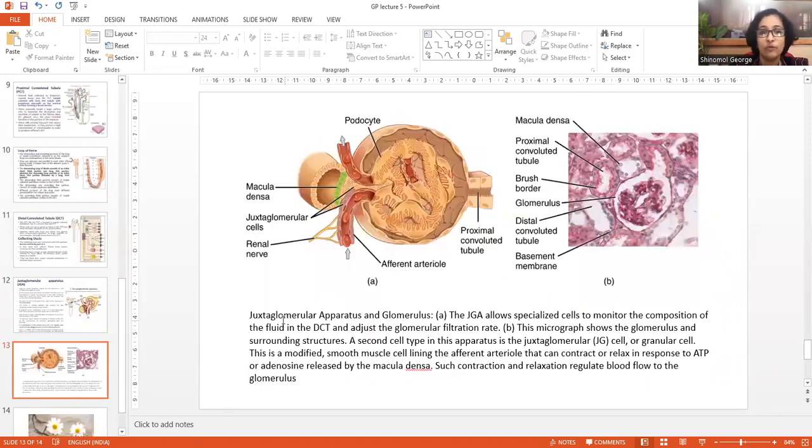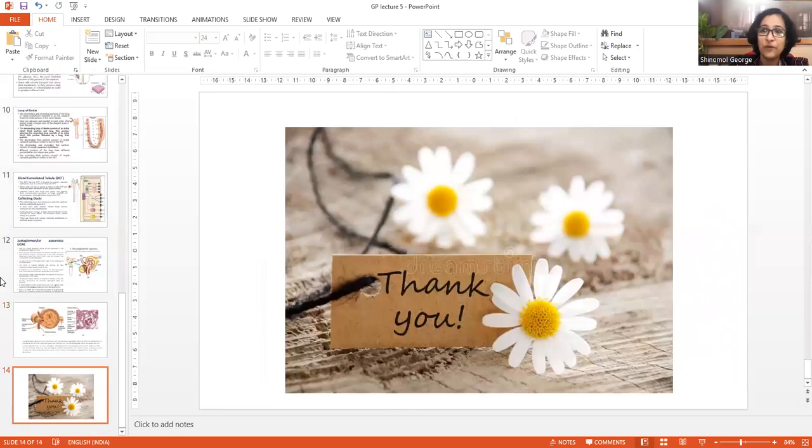Here you can see the juxtaglomerular apparatus.